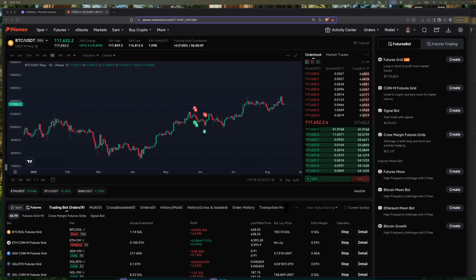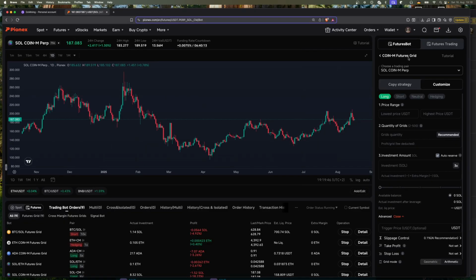The Coin-M futures grid bot behaves from the arbitrage logic exactly like the futures grid. But instead of betting USDT, you invest the coins. So this is Solana now, and we have a SOL Coin-M perpetual. So this now is the Coin-M futures grid, and we invest SOL instead of USDT, and we also generate SOL.